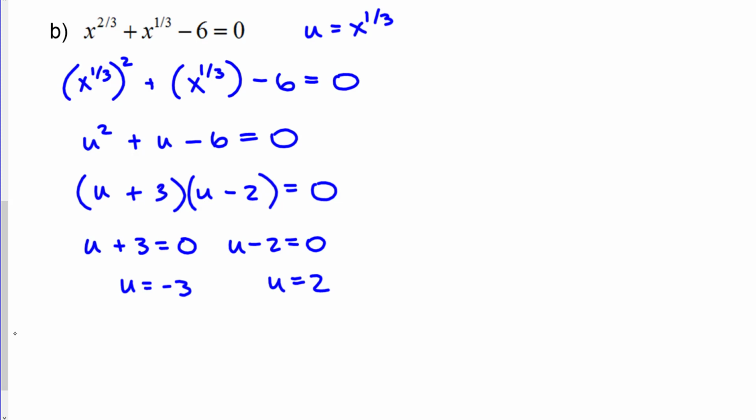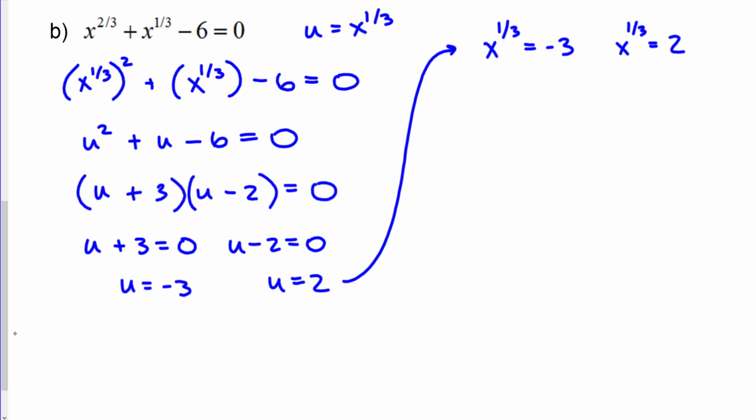Now we're not quite finished. We need to substitute back in for the original variable. So if u is equal to negative 3, then that means x to the 1/3 is equal to negative 3. And if u is equal to 2, then that means x to the 1/3 is equal to 2. Students will sometimes get confused as to what to do next with this particular situation.